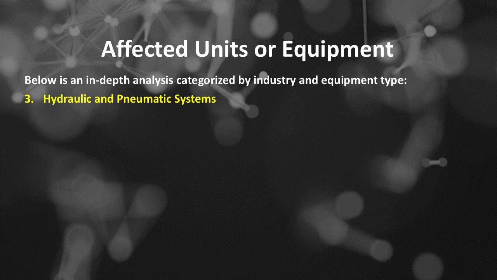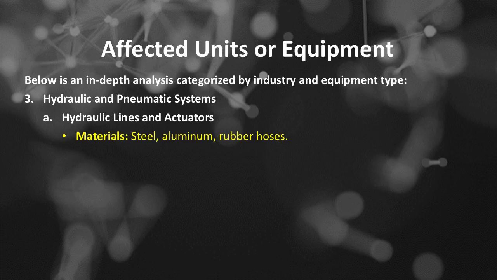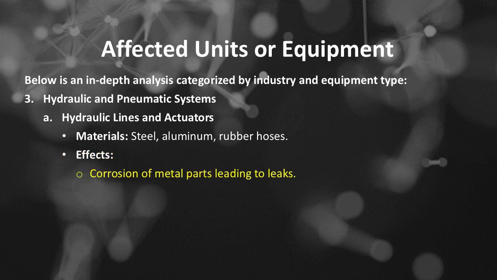Number 3 of oxidation damage mechanisms, affected units or equipment is hydraulic and pneumatic systems. Number A of hydraulic and pneumatic systems is hydraulic lines and actuators. Materials: steel, aluminum, rubber hoses. Effects include corrosion of metal parts leading to leaks, contamination and damage to seals.